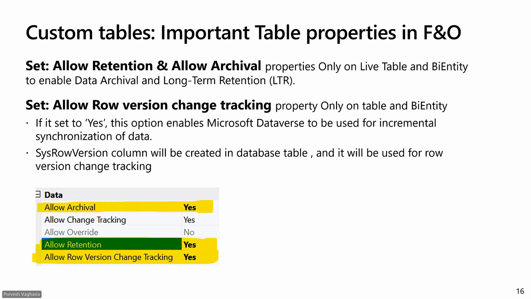Now, one thing to note here is that you don't need to enable allow row version tracking, allow retention, or allow archival on the history table. It's only on the live table and BI entity. So that's one thing to note, right? You don't need to do that on the history table.